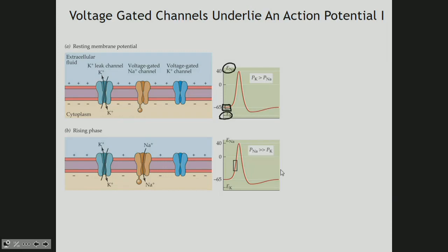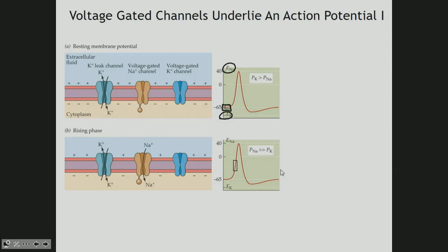So a resting membrane potential, as I said, was basically set up by the potassium leak channels. So there's a potassium leak channel that's open. Potassium is moving through that leak channel according to its electrochemical gradient. There's a voltage-gated sodium channel, and there's a voltage-gated potassium channel. That's what's happening at rest. The permeability, the P of K, permeability of potassium, is greater than the permeability to sodium. See that? So we're all clear on what's happening at rest? Yeah? More or less?